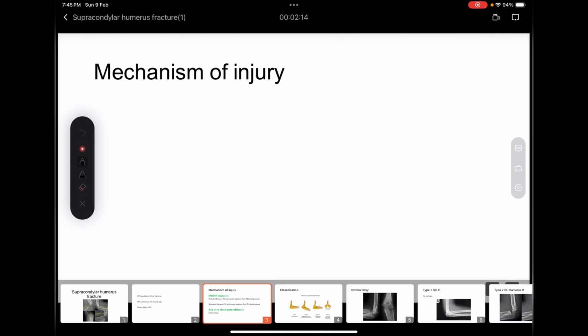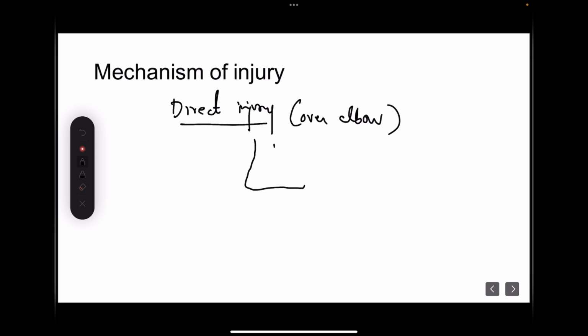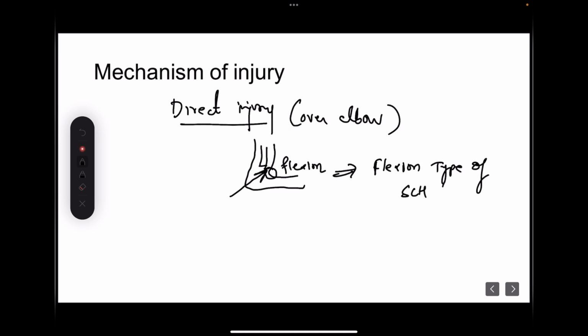What is the mechanism of the injury? There are two mechanisms which are defined in literature. One is direct injury. Direct means when the child falls over the elbow, and whenever the child is falling over the elbow, the impact will cause distal fragment to go into flexion. So it causes flexion type of supracondylar humerus fracture.